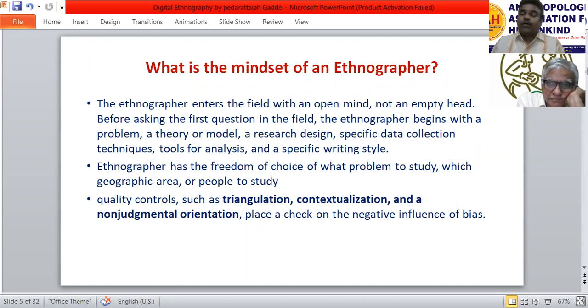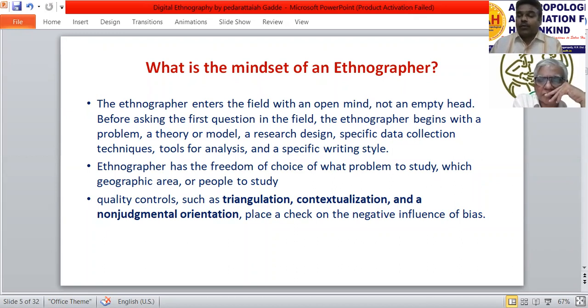for their living, to explain, to interpret, or to give meaning. All those things should be in the context of their local cultural and environmental context. So if we miss this quality control, we may miss the major part of the ethnographic output. So: triangulation, contextualization, and a non-judgmental orientation.